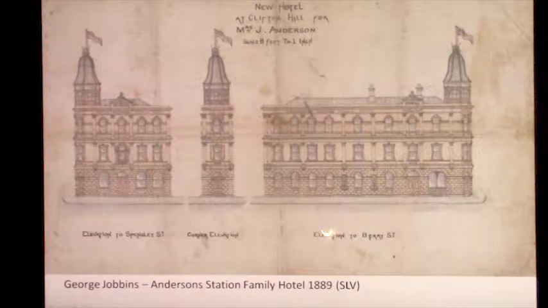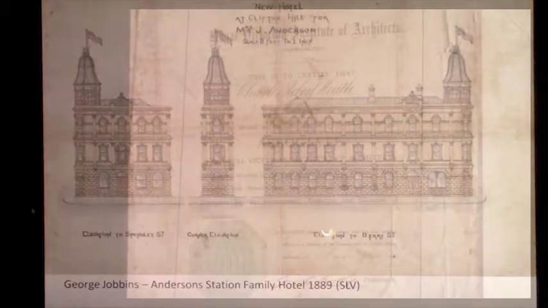Jobbins' stock in trade as an architect was banks, though this hotel had also been produced in his office when Heath was working there. At the same time, Heath helped to produce the plans for the Beechworth municipal offices. He actually won, I guess it was a competition to design the municipal offices, but because he was still working with Jobbins, it ended up being a Jobbins artwork. But I think we can safely say that Heath was one of the main instigators there.